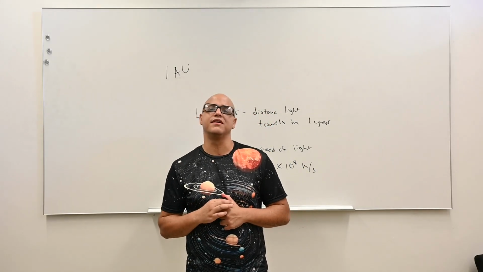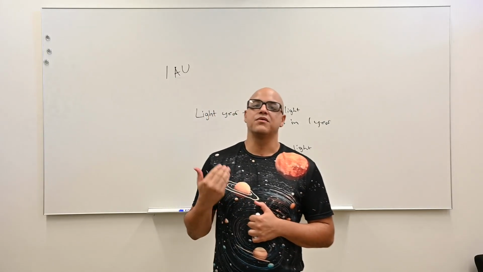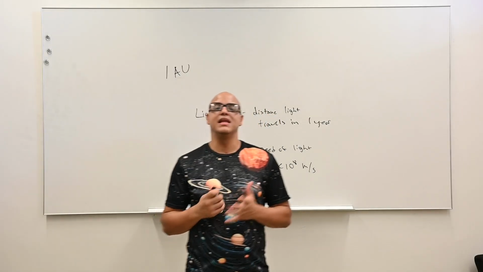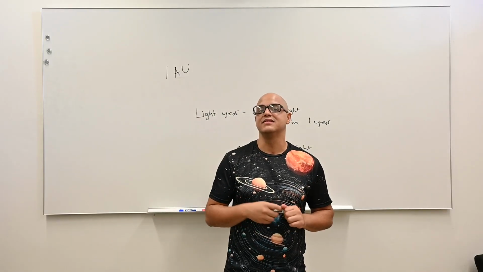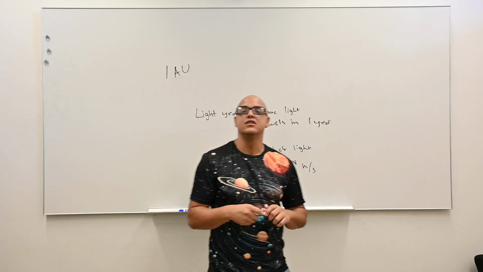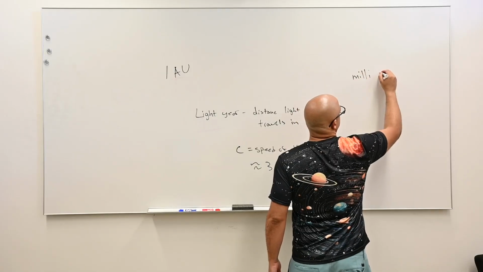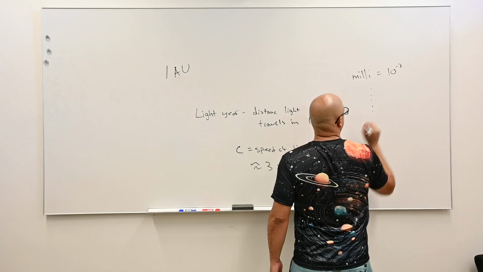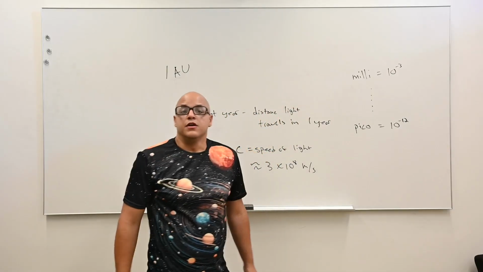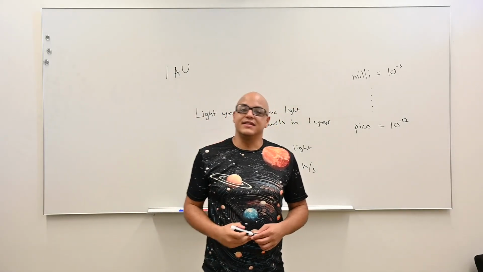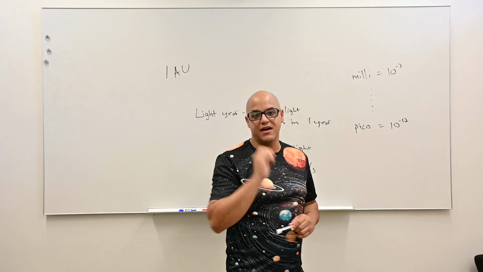But we can also go in the other direction, into the very small. Here we can use prefixes like micro, nano, pico, milli. So milli is 10 to the minus 3, micro is 10 to the minus 6, nano is 10 to the minus 9, and pico is 10 to the minus 12 power. You've probably heard of nanotechnology. That simply means technology on the scale of a nanometer, or a billionth of a meter.